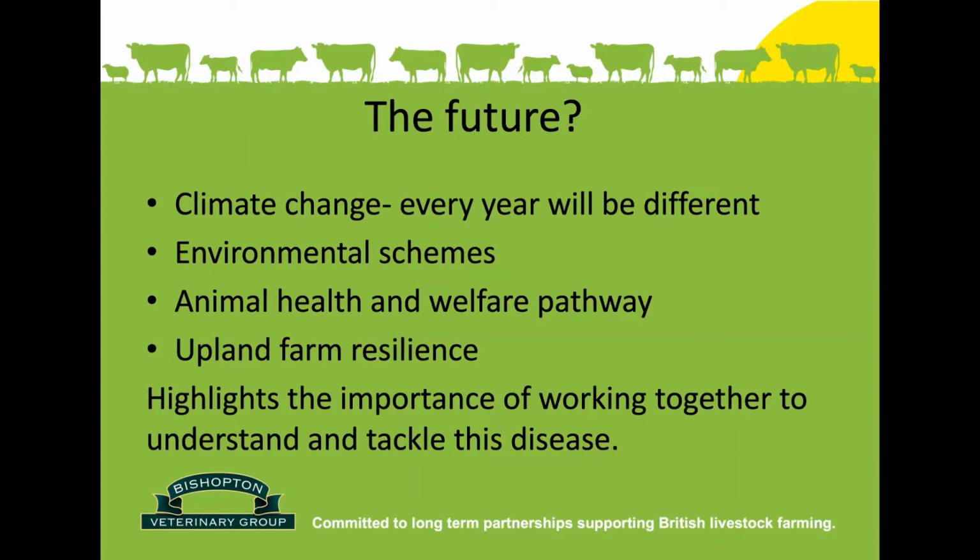And then finally, there's an upland resilience project going on, and what they're doing is looking at how resilient upland farms would be to changes in the climate. And liver fluke is one of those significant factors that may mean that a farm that's not so resilient will become unproductive if we get the effects of climate change and we can't control the fluke challenge.